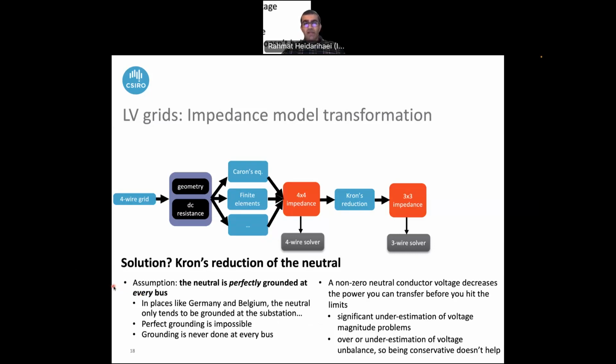which in places like Germany and Belgium, the neutral only tends to be grounded at the substation. Also, perfect grounding is impossible, and grounding is never done at every bus. On top of that, having a non-zero conductor voltage decreases the power you can transfer before you hit the limits. So a Kron reduction approximation or transformation can lead to significant underestimation of voltage magnitude problems and over or underestimation of voltage unbalance in the system. So being conservative doesn't help here.